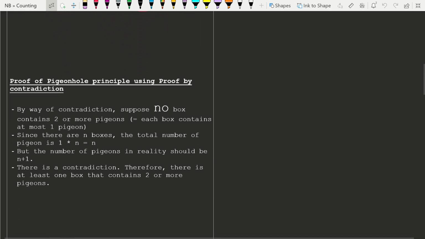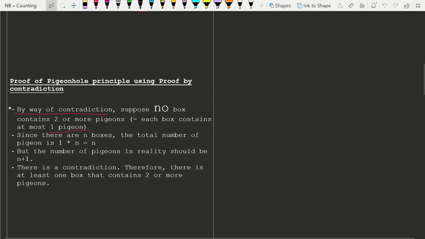Now let's go to the proof of the pigeonhole principle using proof by contradiction. By way of contradiction, suppose no box contains 2 or more pigeons. What this means is every box, or every pigeonhole, contains at most only 1 pigeon, right?